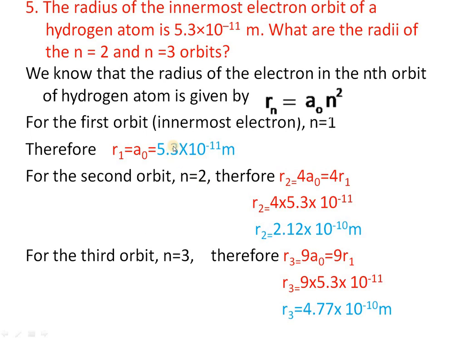So this is nothing but the radius of the innermost electron orbit, that is n = 1. For n = 2, the radius is 2.12 × 10^-10 meters. And for the third orbit, that is n = 3, R3 is equal to 4.77 × 10^-10 meters.